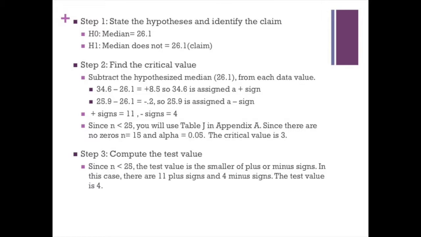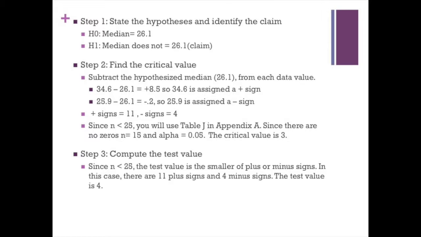Since n is less than 25, you will use Table J in Appendix A of your book. Since there are no zeros, n equals 15, and the alpha is 0.05. So once you go to the table, you will see that at 0.05, in a two-tailed test, at n equals 15, the critical value is 3.